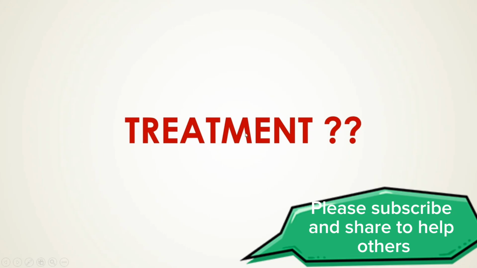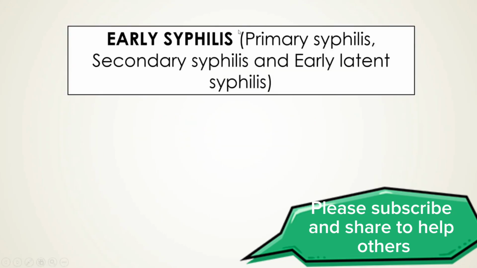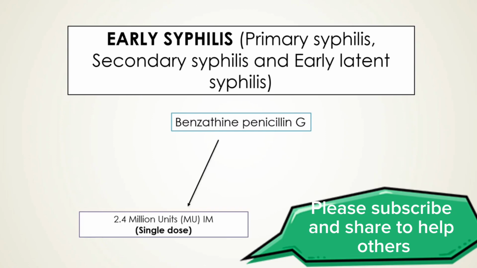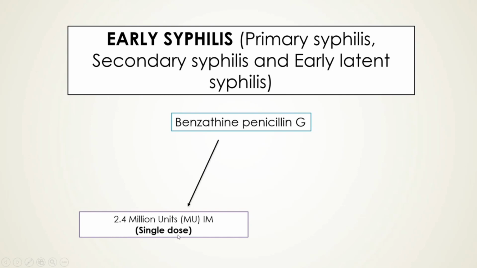Let's discuss that. For treatment purposes, in case of early syphilis, which includes primary syphilis, secondary syphilis, and early latent syphilis, the drug of choice is a long-acting form of penicillin G. So what is that long-acting form of penicillin G? It is called benzathine penicillin G. A single dose of 2.4 million units of benzathine penicillin G is given through the intramuscular route, and this is the treatment for the vast majority of people.